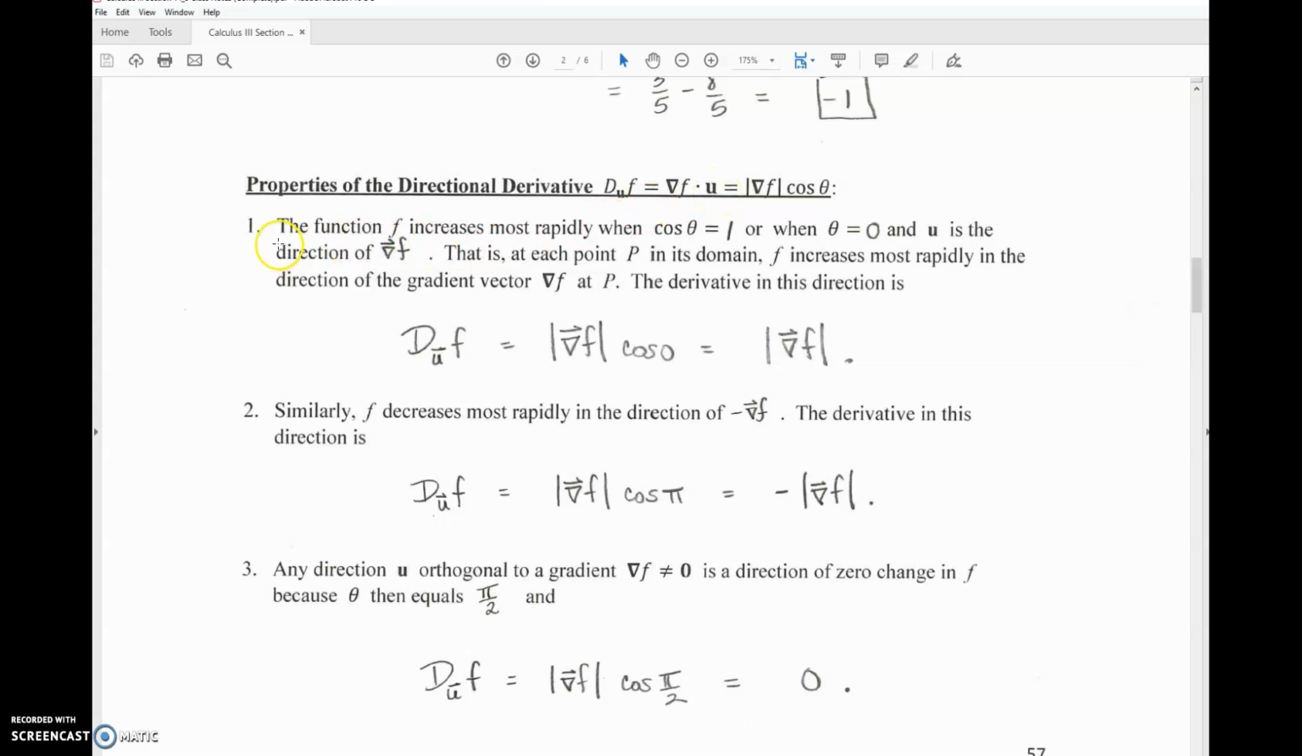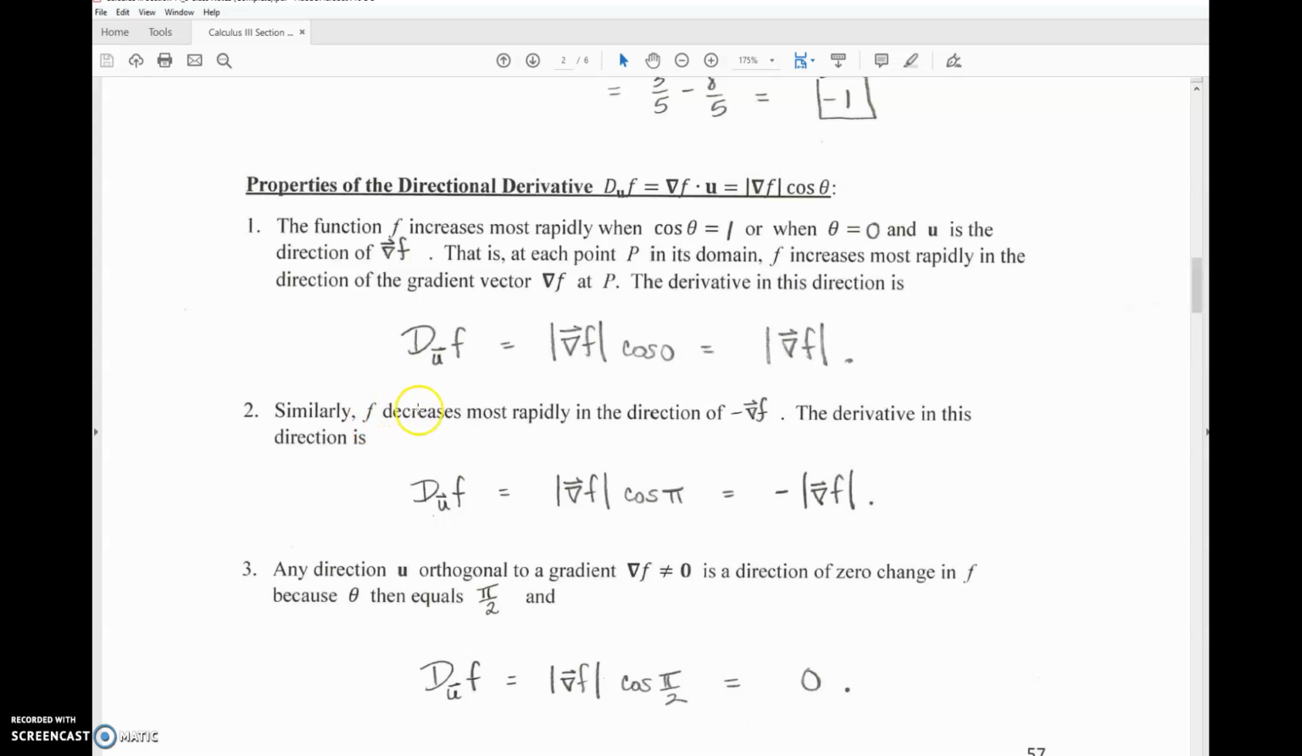derivative is in. So the first property is the function f increases most rapidly when the cosine of theta is 1, right? That's the largest that the cosine of theta can be, which means that theta is equal to 0. So u is the direction of the gradient of f. So that is, at each point P in its domain, f increases most rapidly in the direction of the gradient vector, the gradient of f at that point P. The derivative of f in the direction of u is the magnitude of the gradient of f, times the cosine of 0.